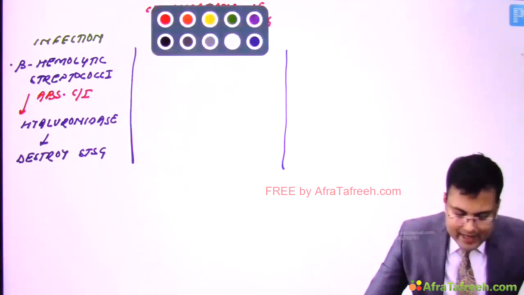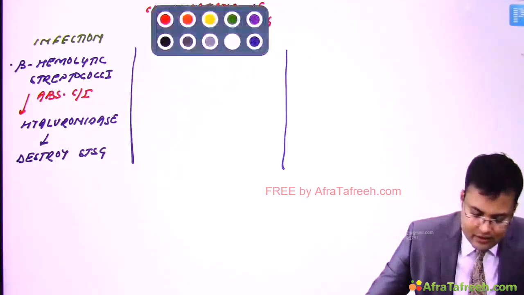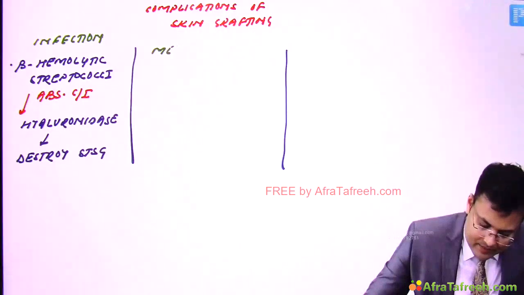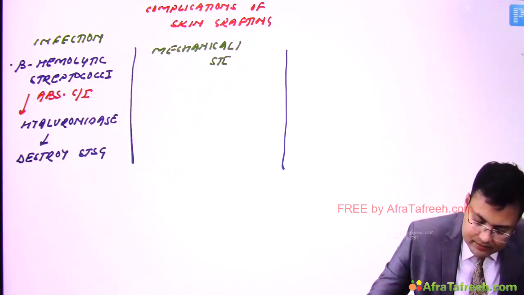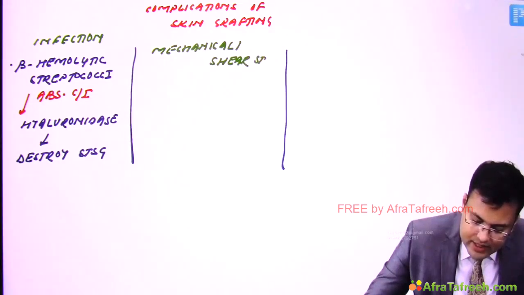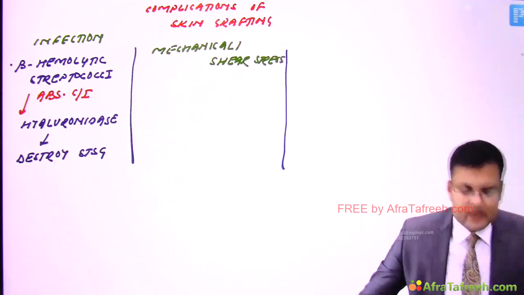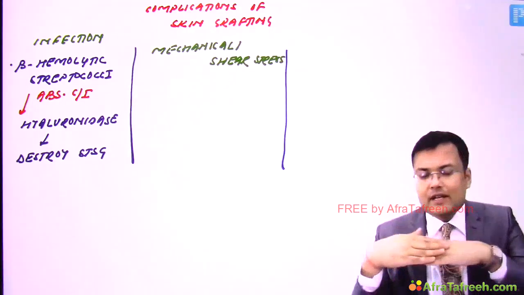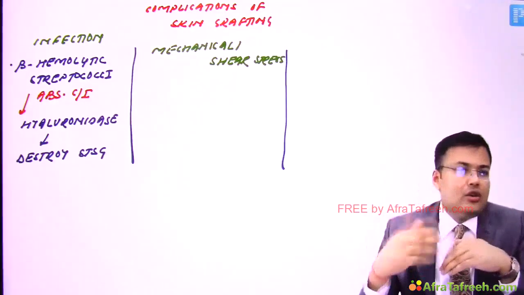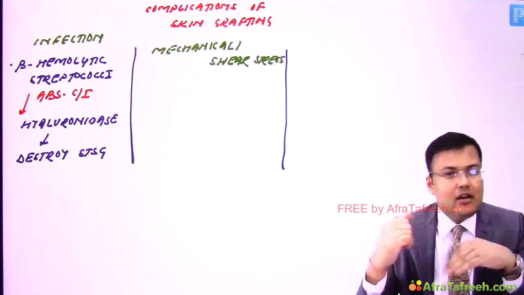Second, there is mechanical or shear stress. So the second complication is mechanical or shear stress. What is the meaning of this statement? Yes, it is the relative motion of the graft, meaning motion of the graft in relation to the recipient bed. So how are we going to avoid this mechanical or shear stress?